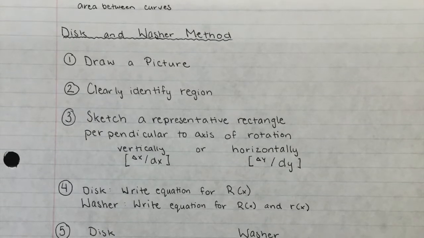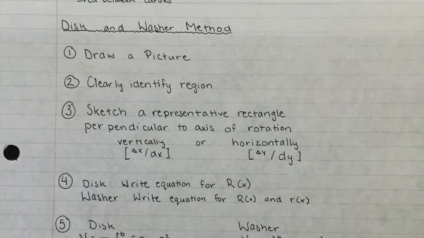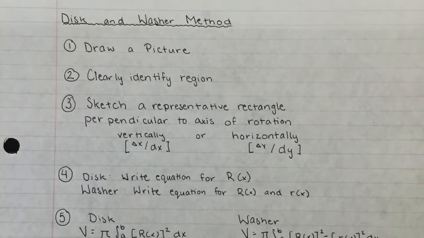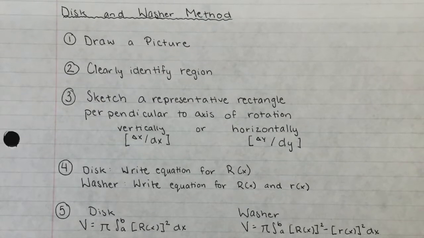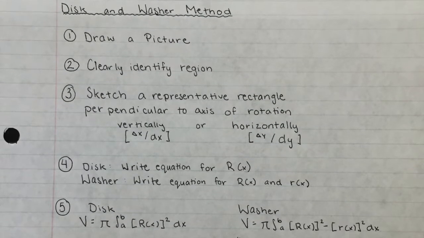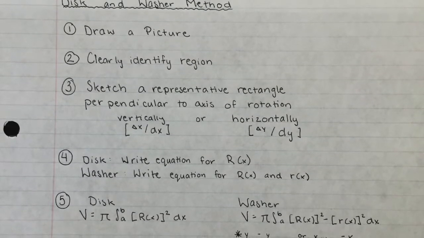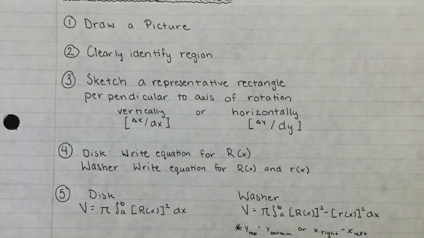Step 4 for disk would be to write one equation, just for the only formula you have. For washer, you have to find 2 equations, one for the larger equation and one for the smaller equation. For step 5, you use the formula for these 2 methods.